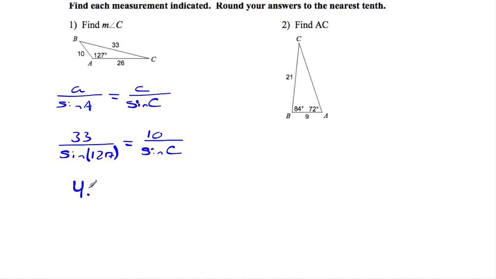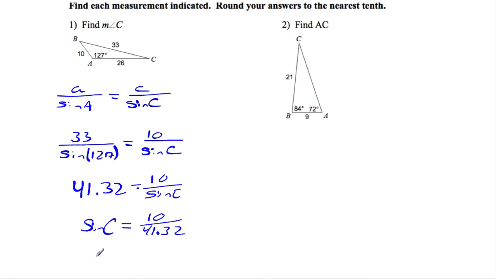So 41.32 is equal to 10 over the sine of C. So don't forget, the sine of C is equal to 10 over 41.32. We can switch these two because we're multiplying both sides by sine of C and dividing by 41.32. So then to find C, I need to get rid of this sine. And the only way to do that is to take the inverse sine. So I'm going to take the inverse sine of 10 over 41.32.